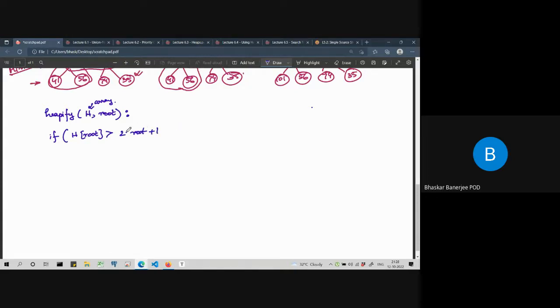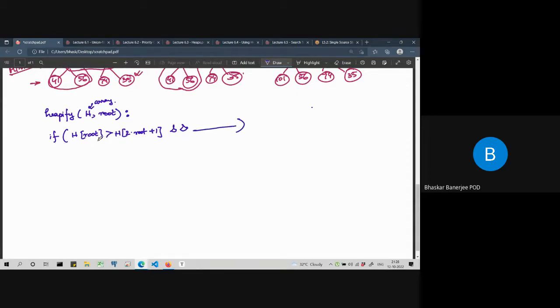Okay, 2 into root plus 1. So if h of root is, oh sorry, not 2 into root, h of 2 into root plus 1. Fine. So I see this element is the smaller element. The left child is a smaller element. Actually, there is one more condition over here. I would come to that a little bit later.